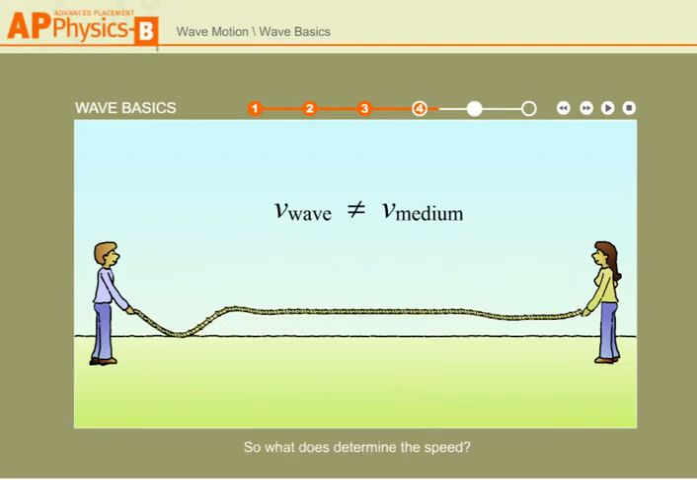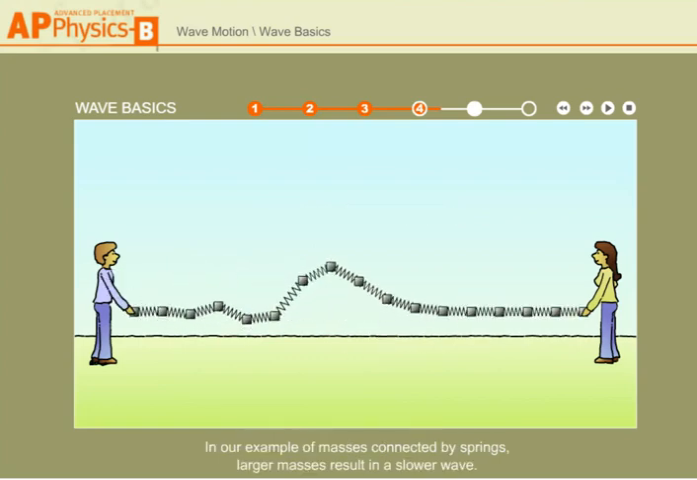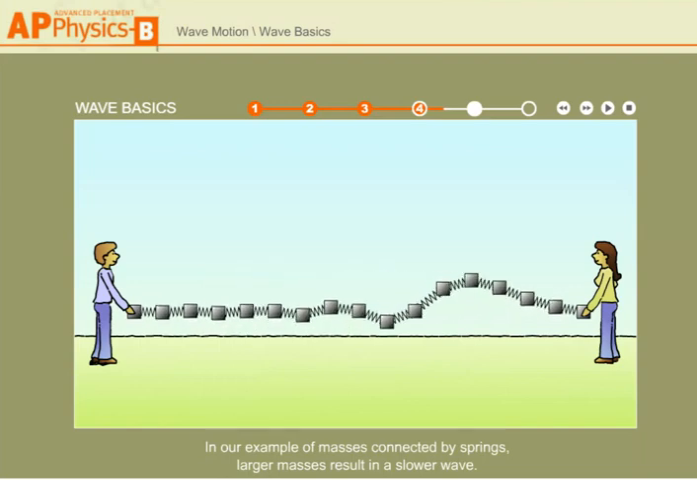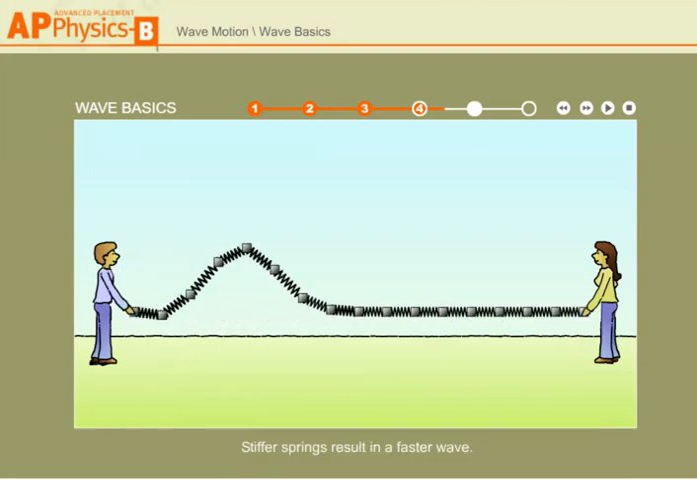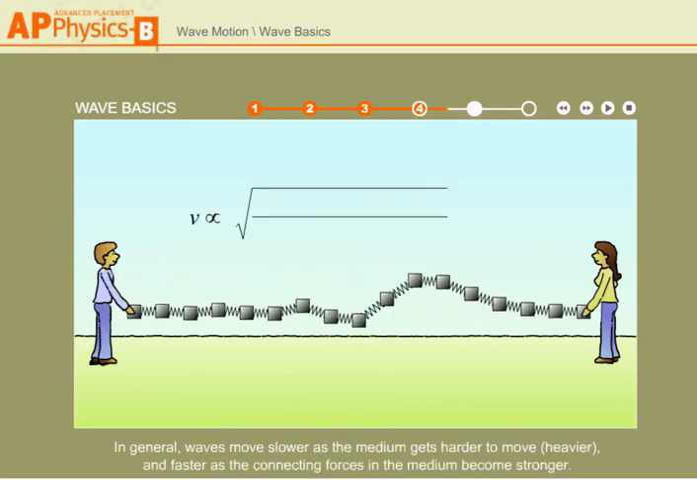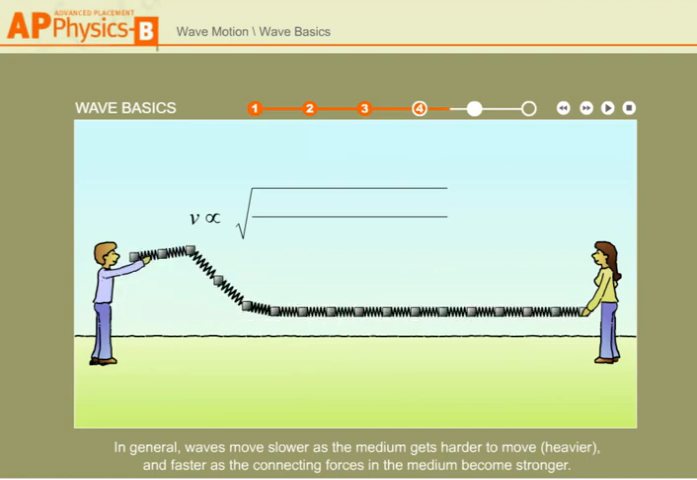So, what does determine the speed? In our example of masses connected by springs, larger masses result in a slower wave. Stiffer springs result in a faster wave. In general, waves move slower as the medium gets harder to move, heavier, and faster as the connecting forces in the medium become stronger.